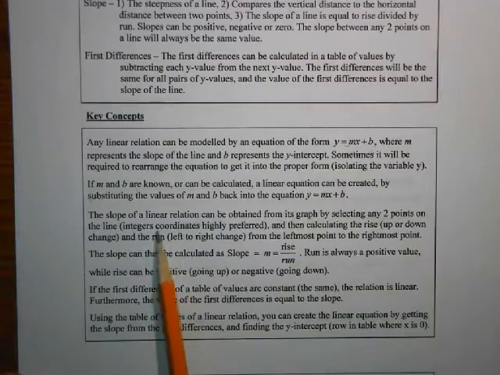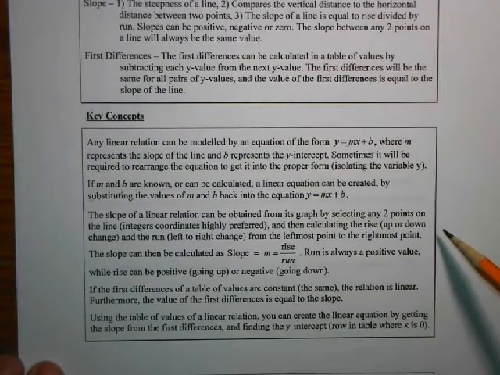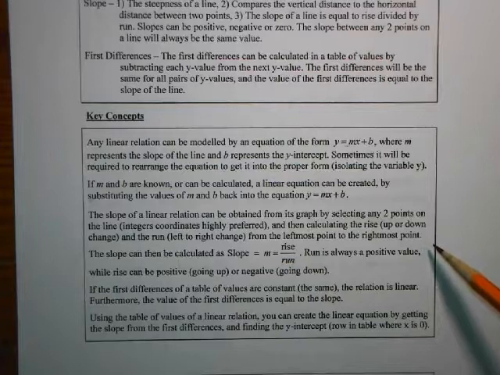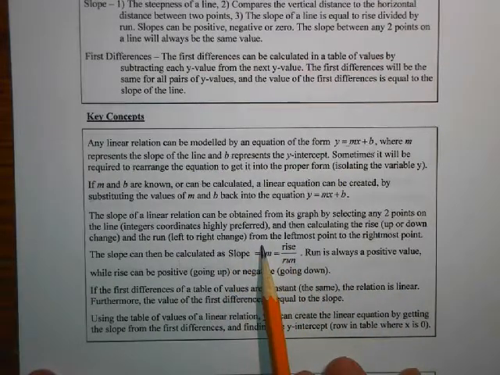So the slope, and we'll definitely do plenty of examples of this, the slope of a linear relation can be obtained from its graph by selecting any 2 points on the line. Now it's important to choose good points, meaning you would have integer coordinates. You don't want to be guessing at the coordinates. You want to know for sure, and we'll talk about that. We want to know that these are good points. We know the exact coordinates. We're not guessing.